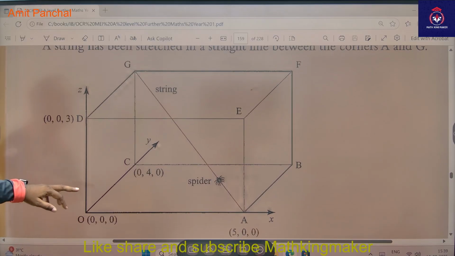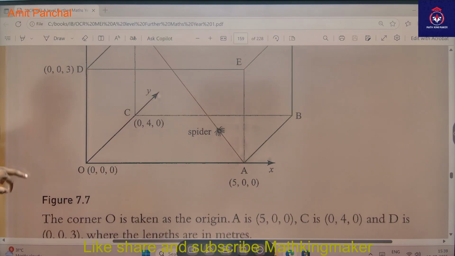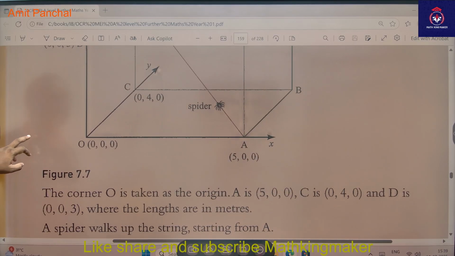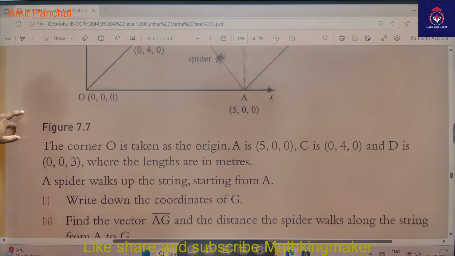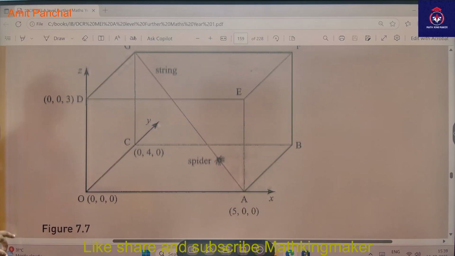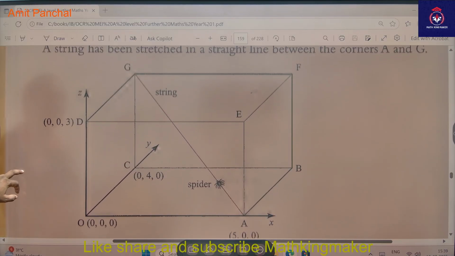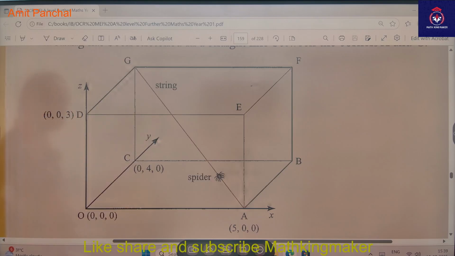The room's coordinates are also given to you. The corner O is taken as the origin. A is this much, D is this much, where the lengths are in meters. A spider walks up the string starting from A. Write down the coordinates of G. First of all, you have to write down the coordinates of G.